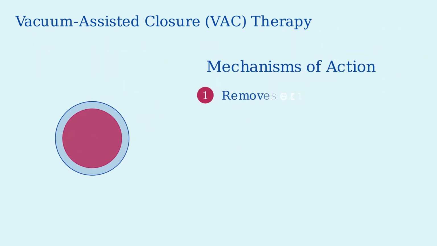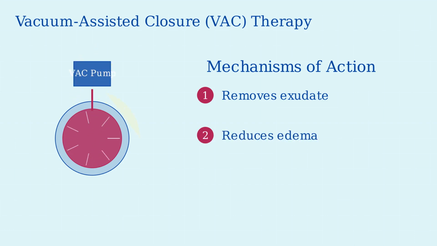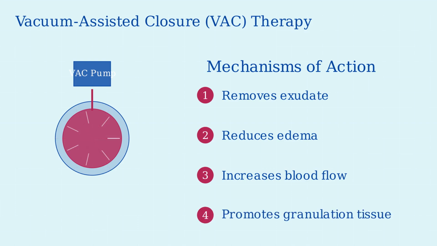VAC therapy works through 4 key mechanisms. First, it removes wound exudate efficiently. Second, it reduces edema by removing excess interstitial fluid. Third, it increases blood flow to the wound area by creating micromechanical strain. Fourth, it promotes granulation tissue formation by stimulating cell proliferation and angiogenesis.